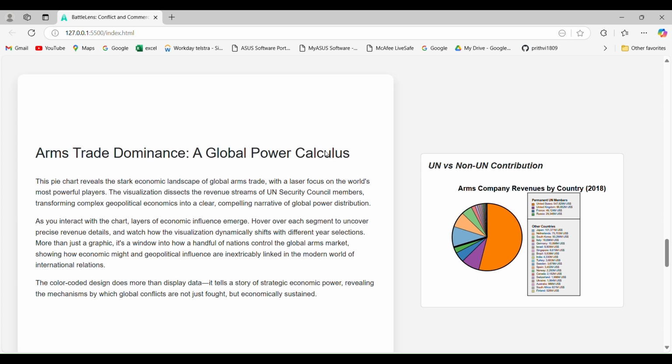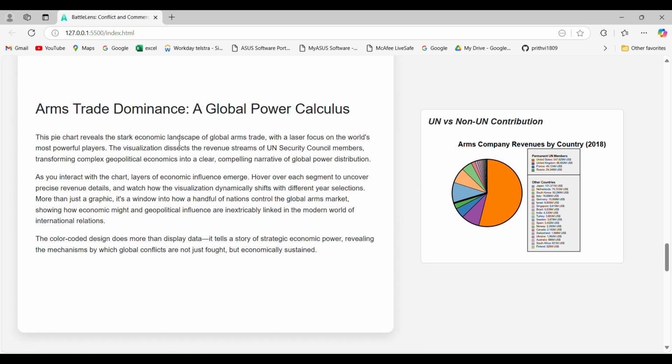Moving on. Next, we have created this pie chart which reveals the economic landscape of the global arms trade. The black stroke width over here defines the permanent UN members, and each area defines the contribution made by that particular country towards global arms sales. After analyzing this chart, we came to a conclusion that more than 70% of the global arms revenue is being generated by the permanent UN members, or the countries which are responsible for global security.